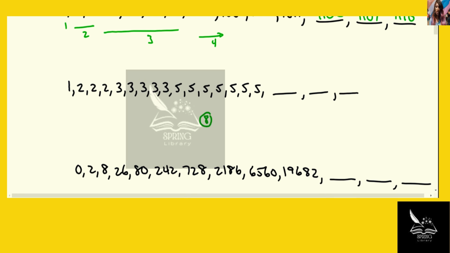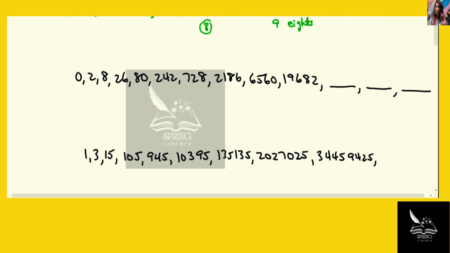How many of each of these are there? Well, I have 1, 3, 5, 7. It looks like I'm going to have 9 8s coming up next. So my next 3 digits should all be 8. Okay, next set.